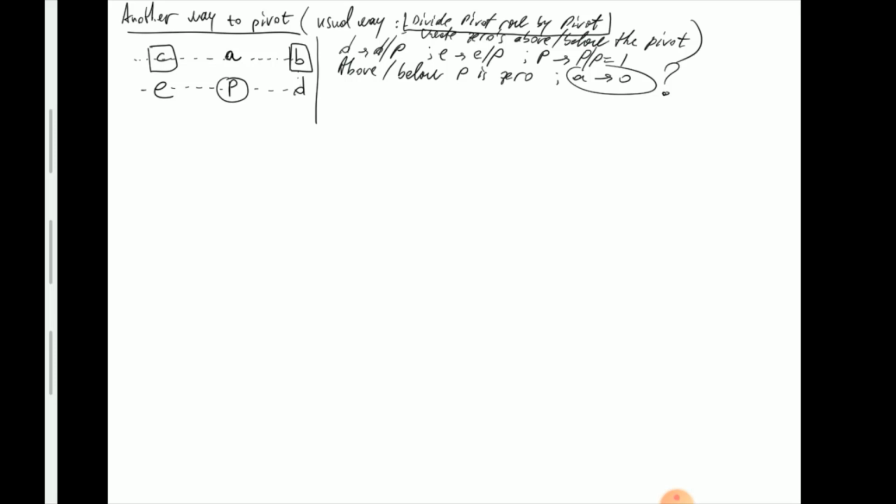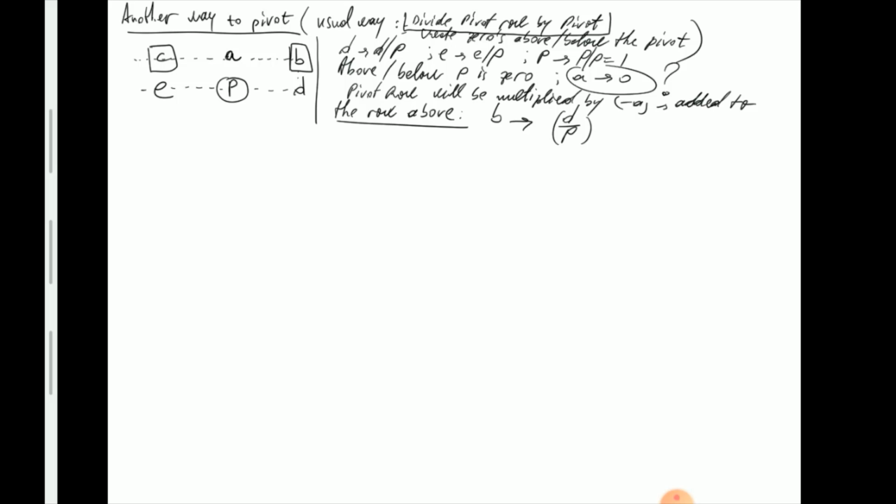Well, that happens in the following way. Once you divide the pivot row by P, you're going to multiply the pivot row by minus A to make it 0 above it. So the pivot row will be multiplied by minus A and then added to the row above. But my observation is, what does that mean for the other entries, for B? Well, B will change in the following way. The entry below it is going to be D over P, because remember, you first divided by the pivot, and then you multiply that by minus A later, because that's what you do with that row to make 0 above the pivot. And then you add that to the row above, so you add it to B. So B changes in that fashion.